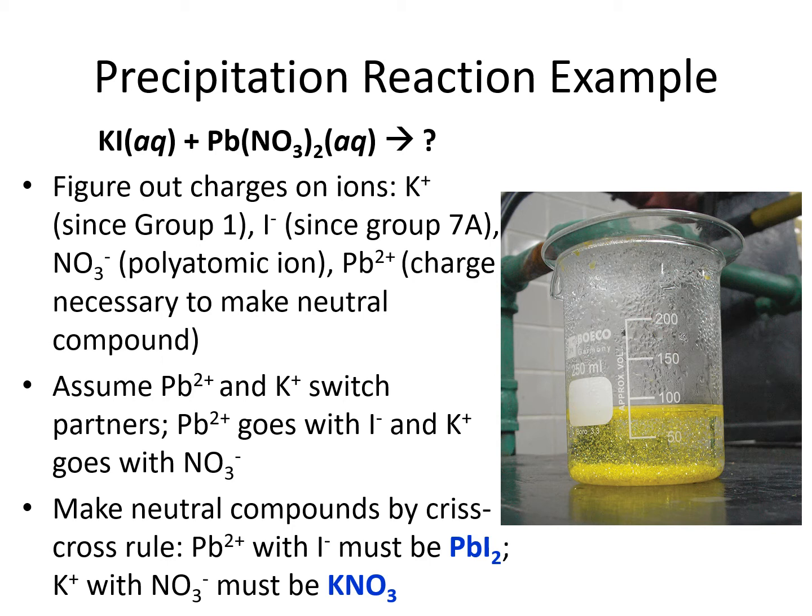Once we predict which ion goes with which other ion, and we know their charges, we can do the crisscross rule. The +2 lead goes with the -1 iodine. The 2 from the lead goes down next to the iodine as its subscript, and the -1 charge from the iodine ends up as an understood subscript of 1 on the lead. We end up with PbI2 as one of our neutral ionic compounds. With the potassium +1 and the nitrate -1 coming together, we end up with just KNO3 as our other neutral ionic compound. Double check that all ionic compounds are neutral.